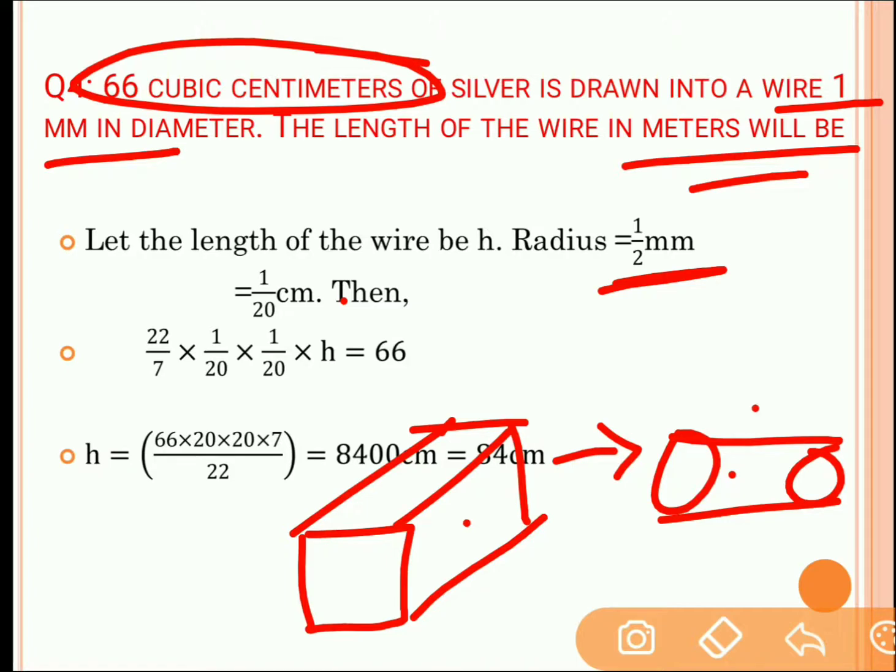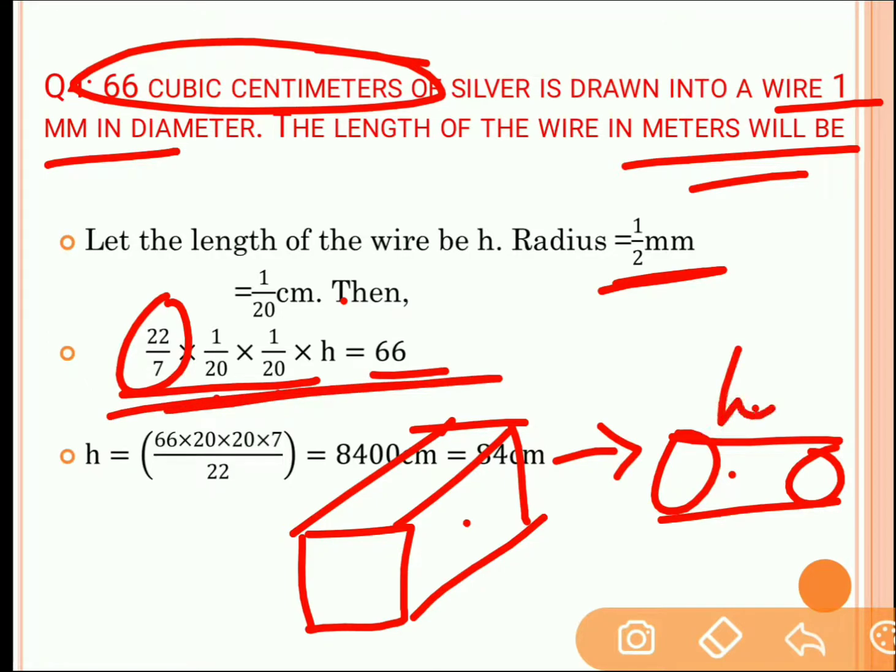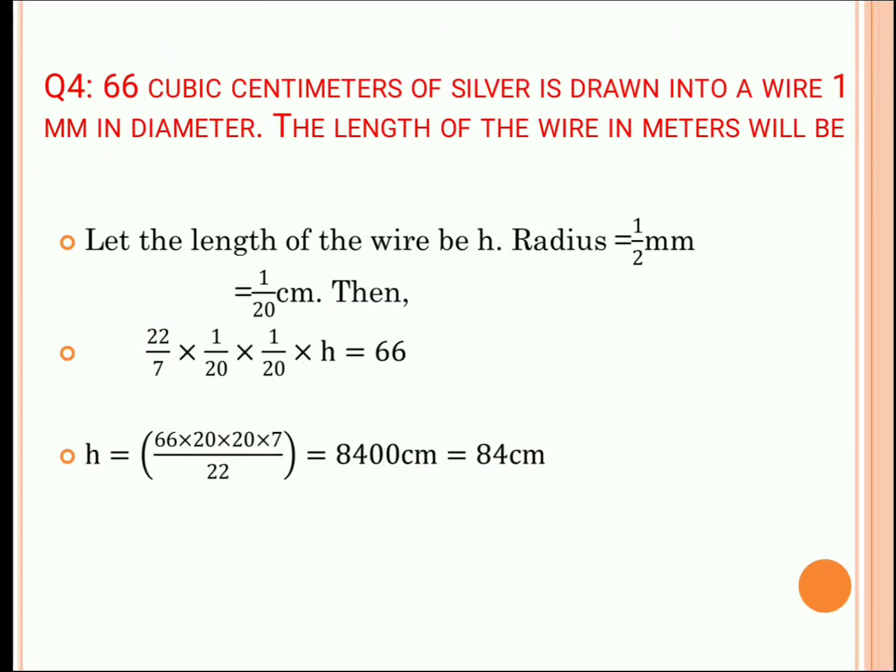Volume of the cylinder is pi r square h. Pi can be taken as 22 by 7. So pi into r square into h is equal to 66. Now we can solve this equation for the value of h. H is the length of the wire, r is the radius of the wire. So the value of h will be equal to 84 centimeter. Length of the wire will be equal to 84 centimeter.